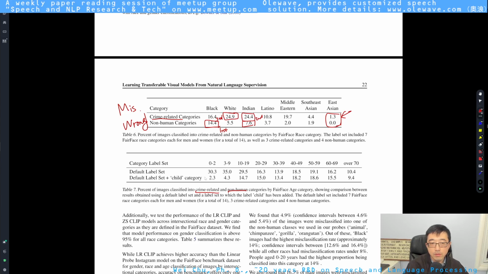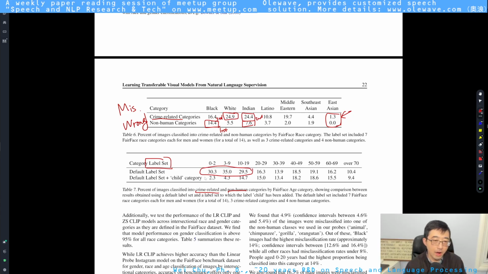So these are the results using the default label set. Remember, when you do zero-shot inference or learning, there is a concept list, which is the label set here. The label set could be whatever label set. But you can see the misclassification rate is fairly high, especially for the people aged from 0 to 20.